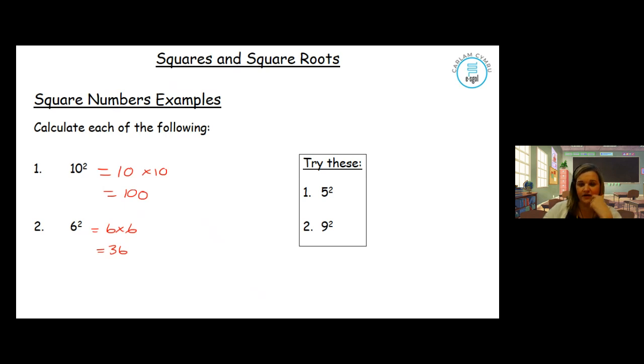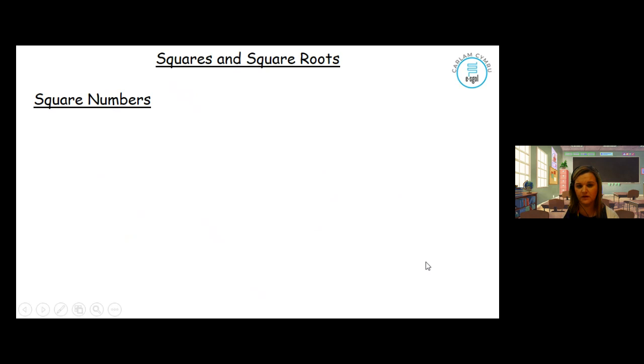Okay, I'm going to come back in now. If you'd like longer, then please just pause the video and carry on. But I'm going to go through the answers with you now. So just like I've done on the left-hand side, 5 squared means 5 multiplied by 5, giving you an answer of 25. 9 squared means 9 multiplied by 9, giving you an answer of 81. Okay, so that's our square numbers.